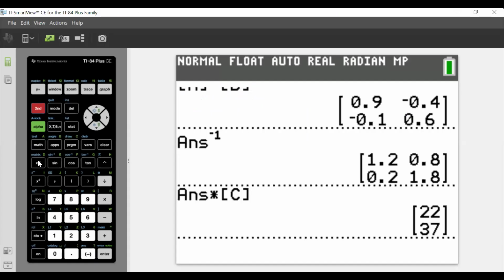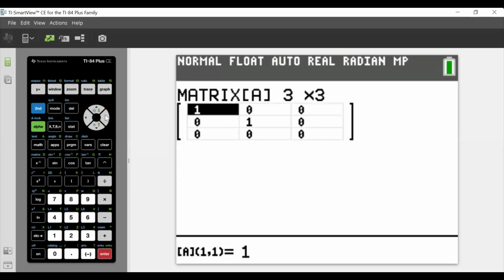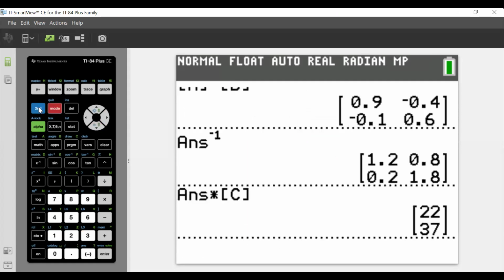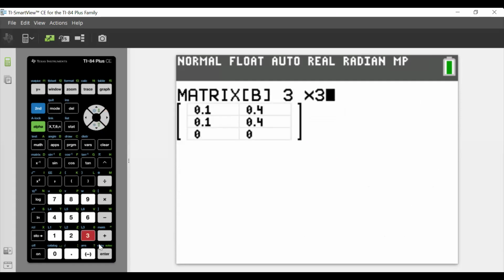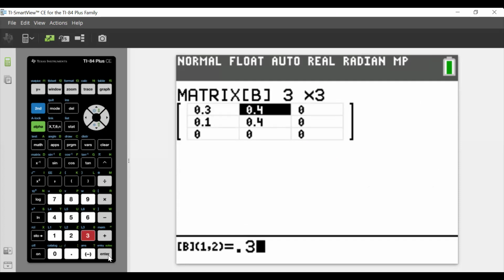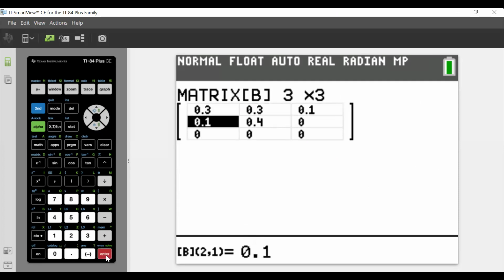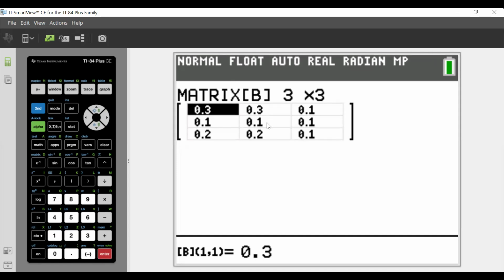And so we'll do second matrix. Now we have to go over here and edit. So now it's going to be a 3 by 3, and we have to put in that one at the bottom over here for our identity. And then we'll go over here and edit this one, and it's going to be a 3 by 3 also. And that one we said it was 0.3, 0.3, 0.1. And then we had 0.1, 0.1, 0.1. And then we had 0.2, 0.2, and 0.1.